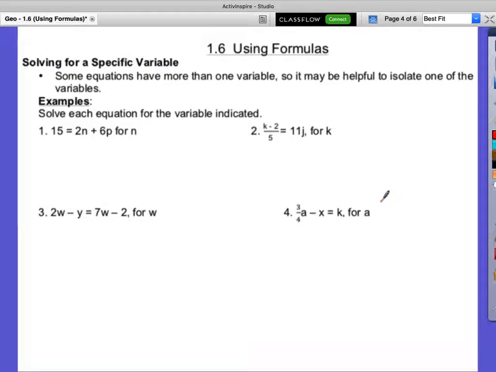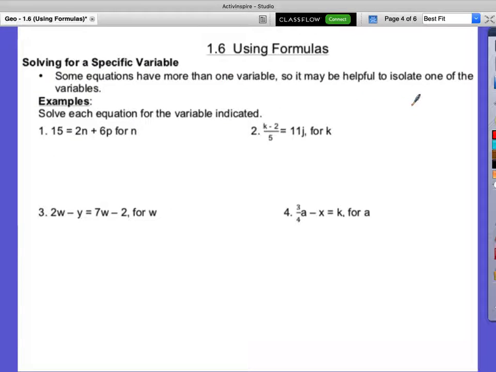Okay, so on 1.6, equations using formulas. Voices off, attention up here, we're dialed in. Solving for a specific variable. Some equations have more than one variable. That means they can have 2, 3, 4, 5, 6. Like Ricky Bobby, you can be second, third, fourth. Heck, you can even be fifth, okay?